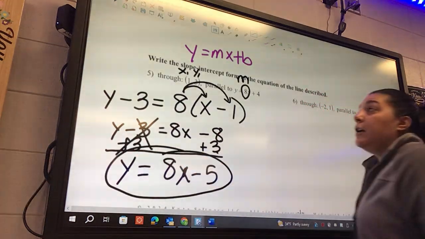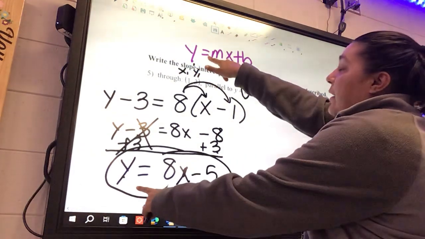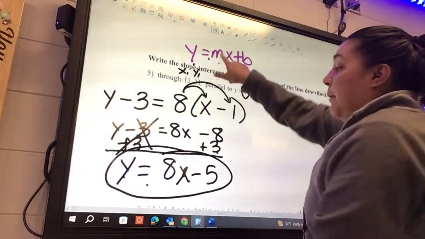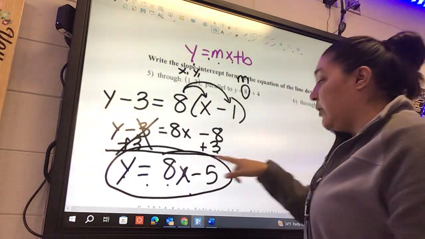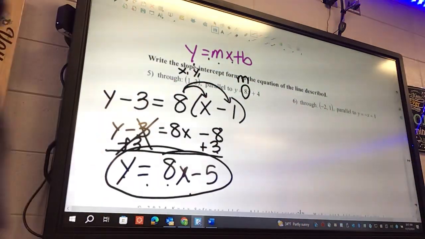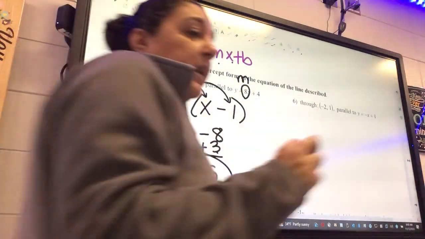Okay, and if we look, this is what we wanted our answer to look like. We got a y, we got an equals, an m which is 8, our x is our x, and then a b, which would be negative 5. Okay, so you're going to have those same steps every time. You're going to put it in point slope, you need to distribute, and then either add or subtract. Okay, it's going to be the steps every single time.